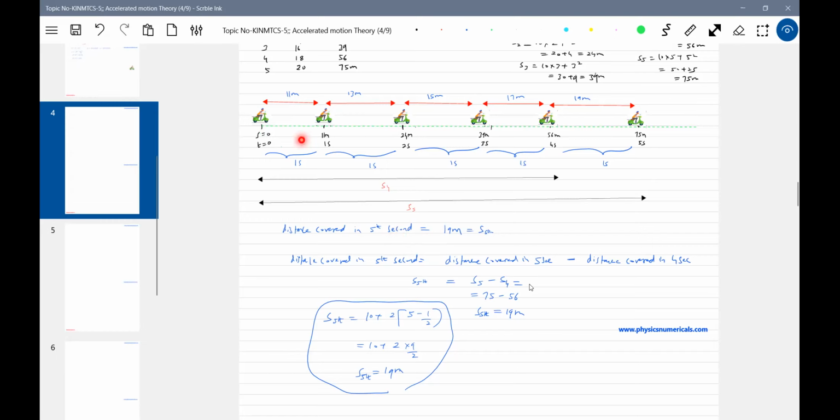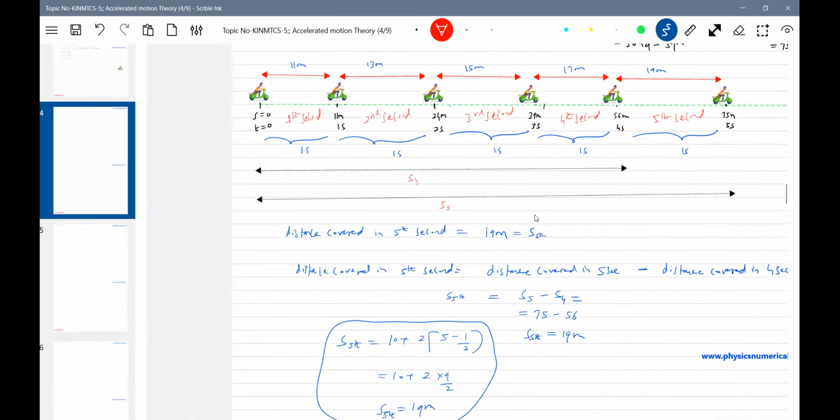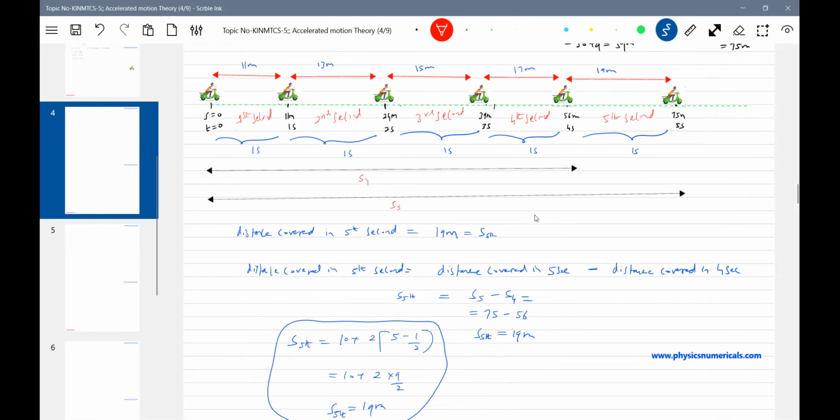Distance covered for 5 seconds and distance covered in the 5th second are different. This is called the 1st second, this the second second, this the third second, fourth second, and this the fifth second. Agreed here? So like this, we have this particular formula. Distance covered in the nth second is also a very good formula, which will help us a lot.